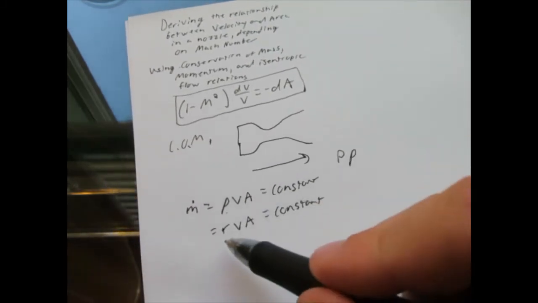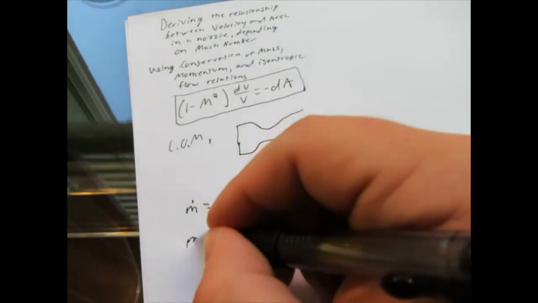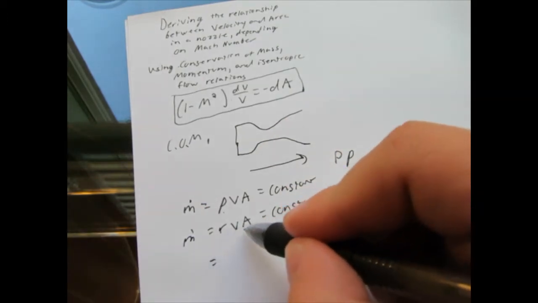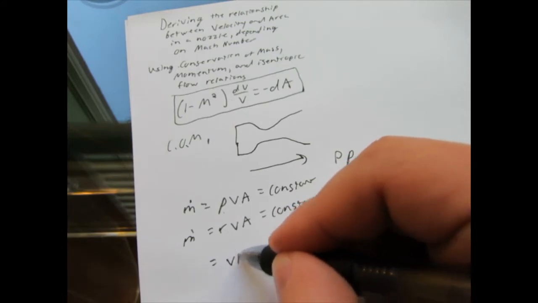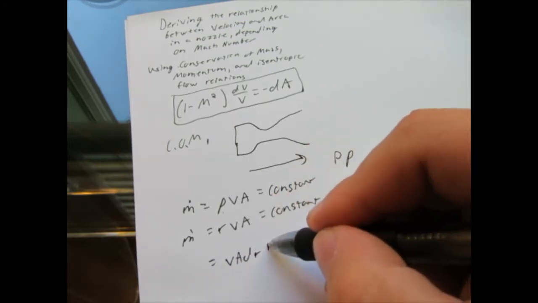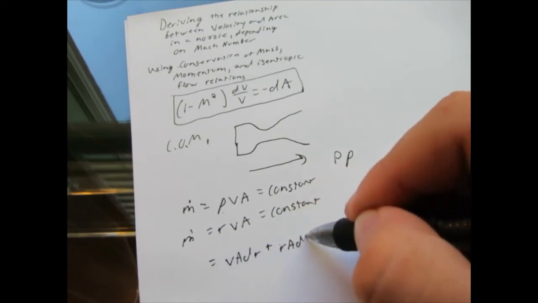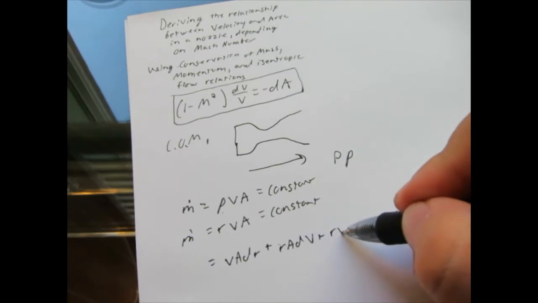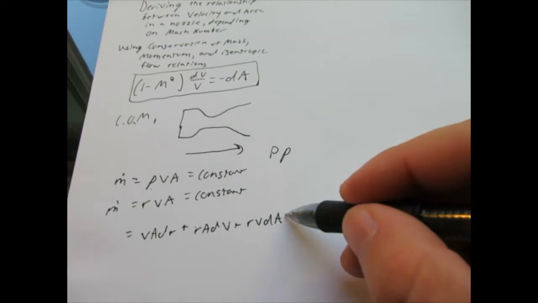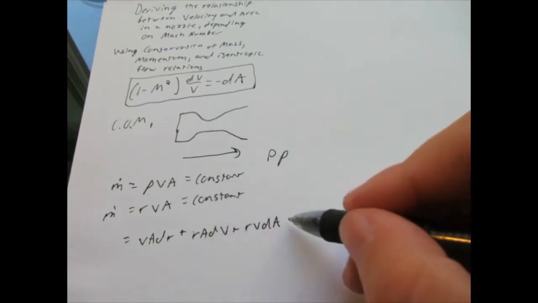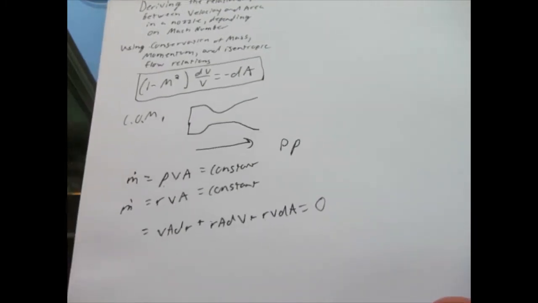So now I want to differentiate this equation here. To differentiate across all three of these values, we have V A dR plus R A dV plus R V dA. Okay, it's using the product rule, and the derivative of a constant just equals 0. So we're left with this equation here.